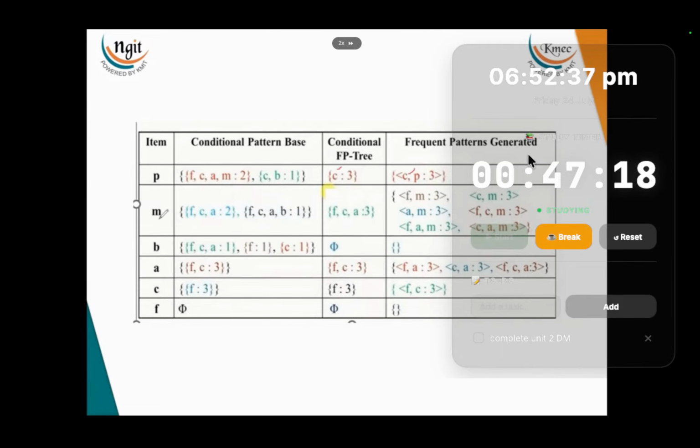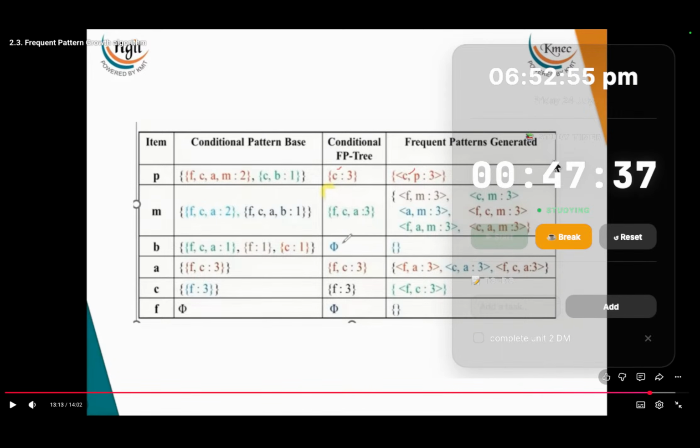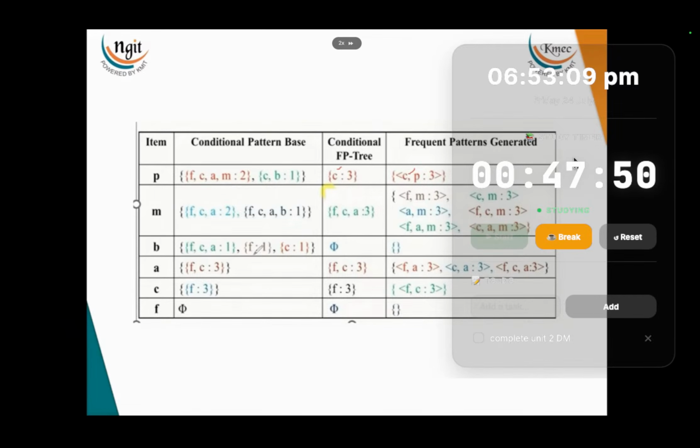And here, when you look at the next item, we have the conditional FP tree as what? FCA, which are repeated 3 times, right? So you can generate the different patterns using this. So FM will be one pattern, combination, and FCM is possible, FAM is possible, and CM is possible, right? So these are the frequent items that are generated using this conditional FP tree. As we are having null in the conditional FP tree, no frequent patterns are available for the item B.